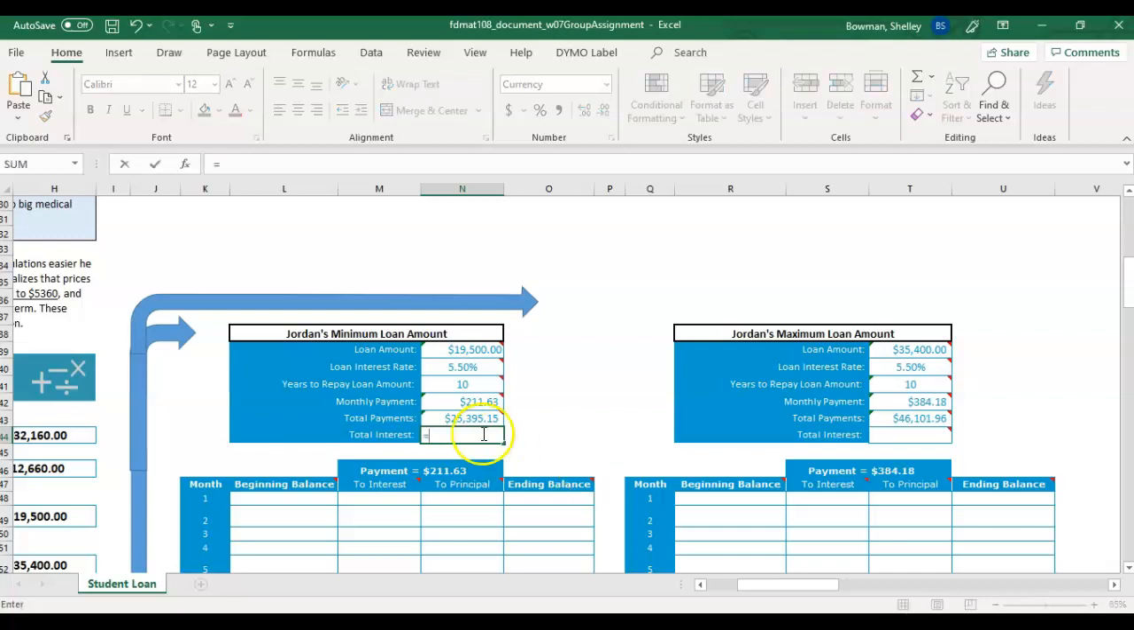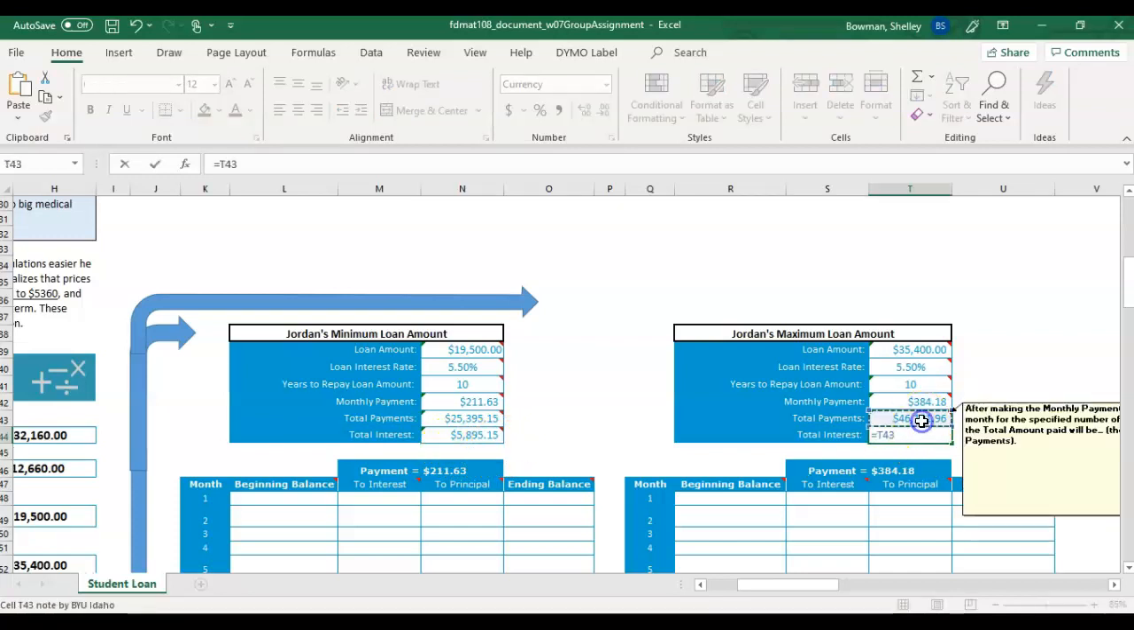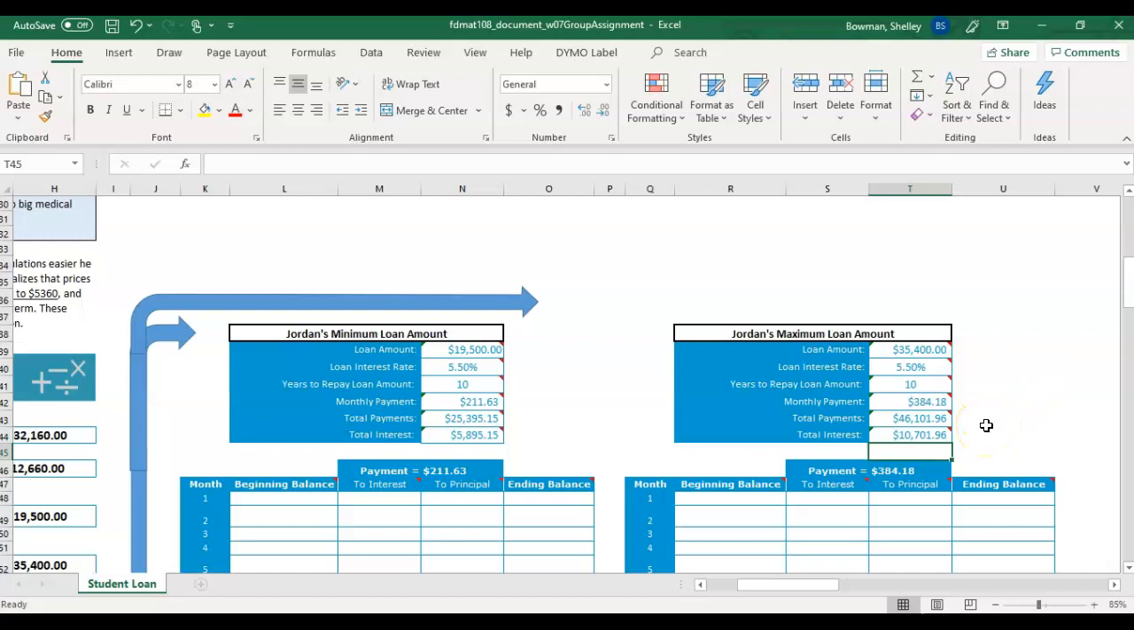So we're going to do the total payments, how much he spends overall after he pays it all back, subtract what the original was, and this is how much money goes towards interest in his payment of this loan. And same thing on this side, we'll do total payments, subtract the loan amount, and that'll tell us how much he has to pay over here.